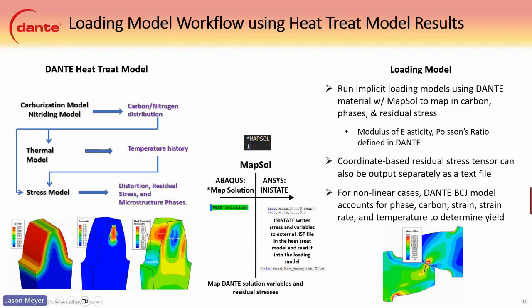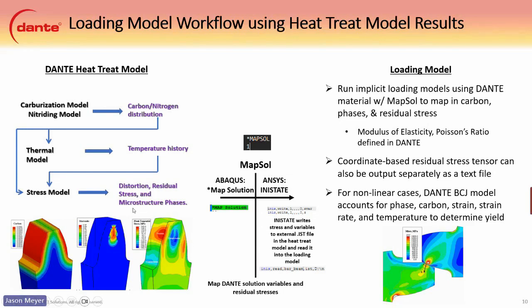This is a static stress model, so we get out of that distortion, residual stress, and all the microstructural phases. Here we have that same plot with the martensite being formed under the case, the compressive stress that's formed from that martensite transformation, a little bit of tension at the surface from the expansion of the martensite under the surface, and then we also have a contour here that shows the carbon profile to show that it is carburized and the base material here.